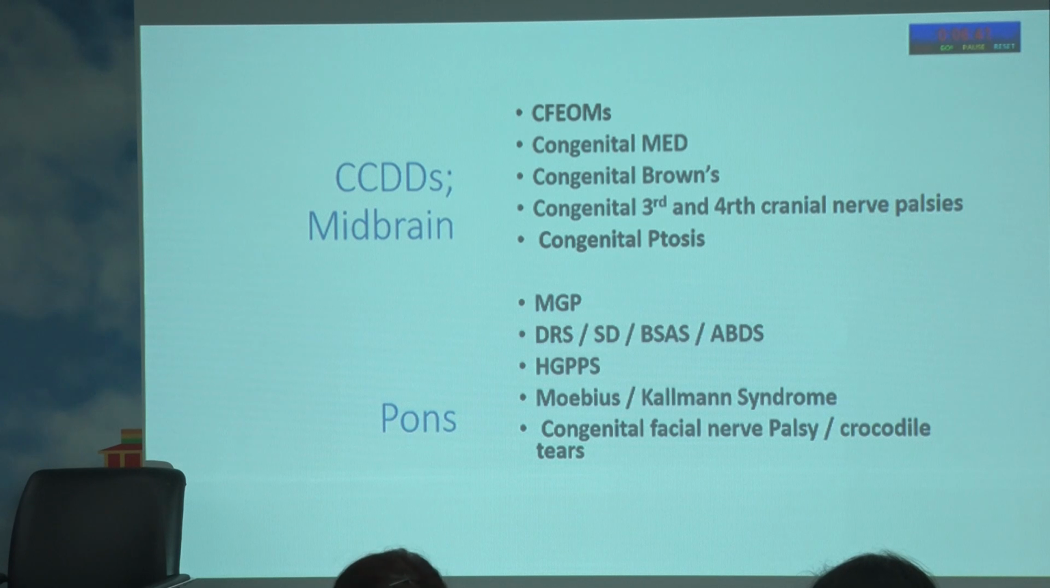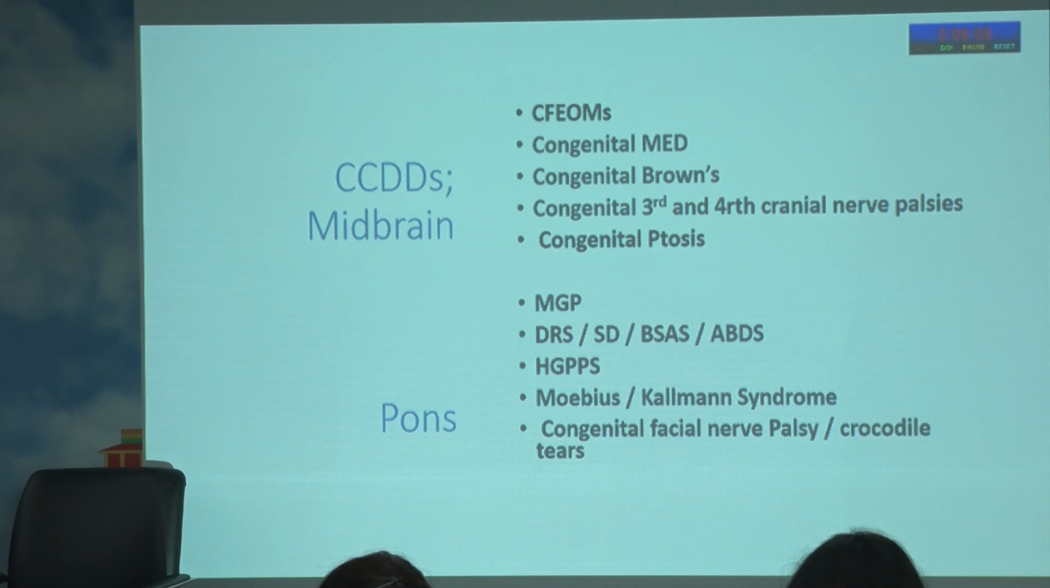So, at the level of the midbrain, we have what we call congenital fibrosis of extraocular muscles, which is again a very important condition, rare, but once you see it, you know that this can be quite mind-boggling. Then you have congenital MED, which is monocular elevation deficiency. You have congenital Brown's, which is a late visitor to this group because we knew about Brown since 1950 when it was described by Harold Ridley Brown, but a lot of water has flowed since then. Then you have a small group of congenital third and fourth cranial nerve palsies.